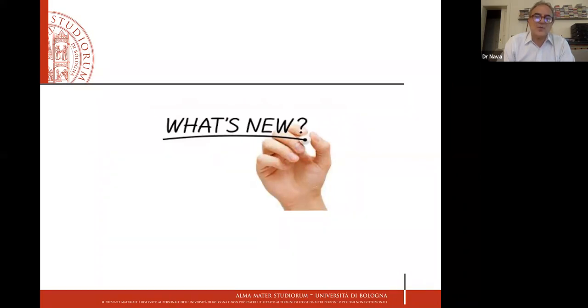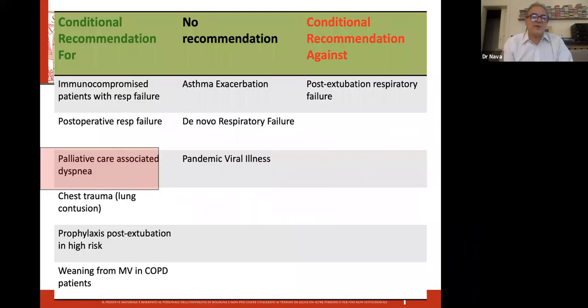And once more, what's new compared to the old guidelines? Well, let's start with palliative care associated dyspnea. Why do I start with palliative care? Because I will show in the next 2 slides what was concluded in the very, very recent American Association of Oncologists statement about the treatment of dyspnea in end-stage cancer patients.